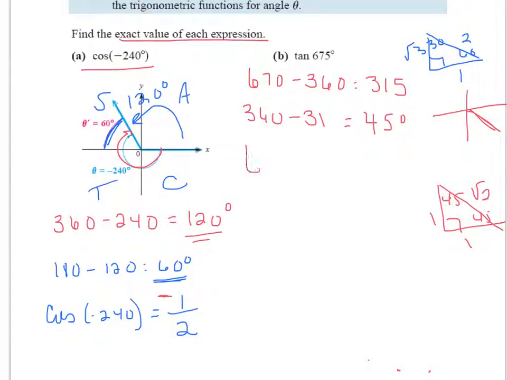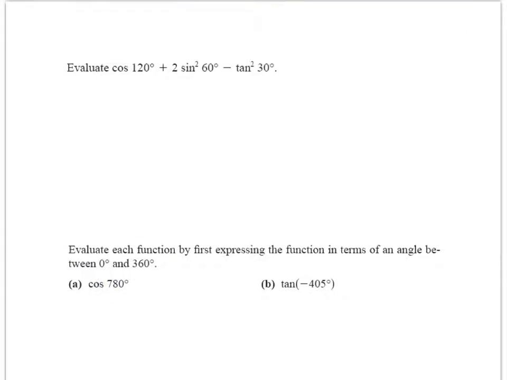So tangent of 675 degrees equals 1 over 1, which is simply just 1. And again, it's in quadrant 4 this time, A smart trig class. So tangent is negative in quadrant 4, so our answer is negative. Okay, let's look at our next example.